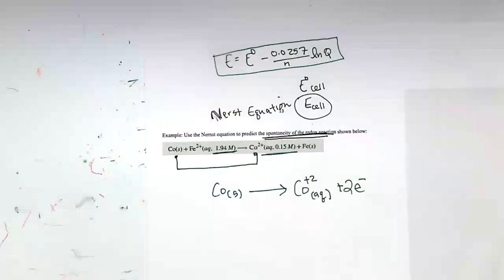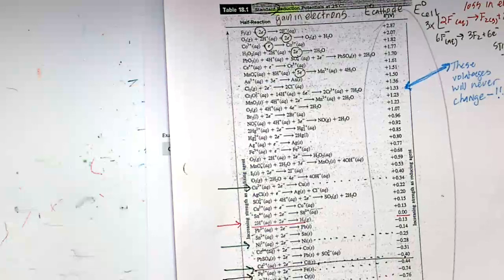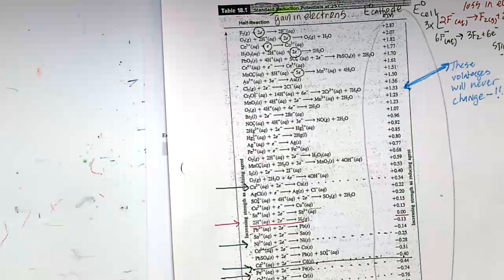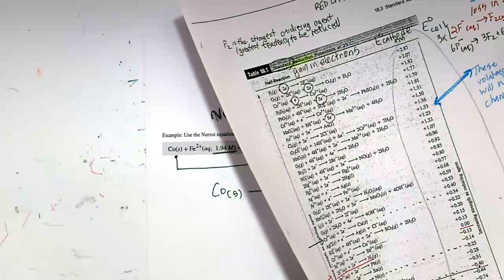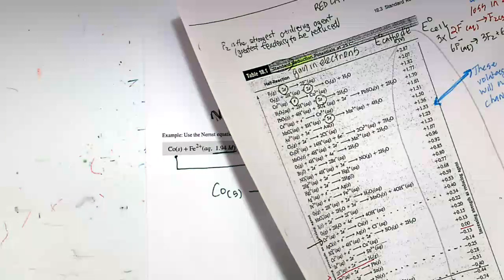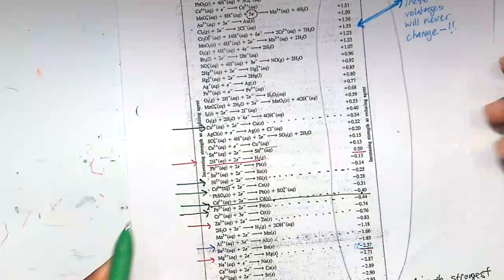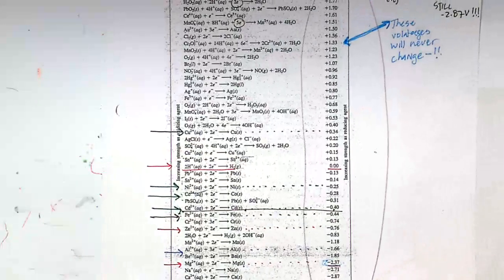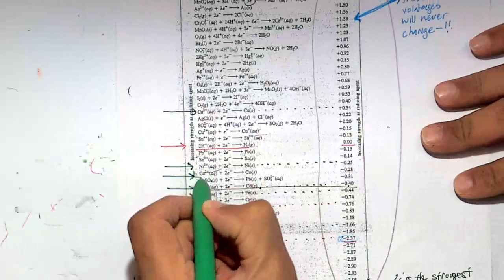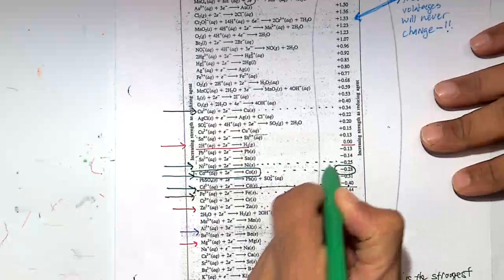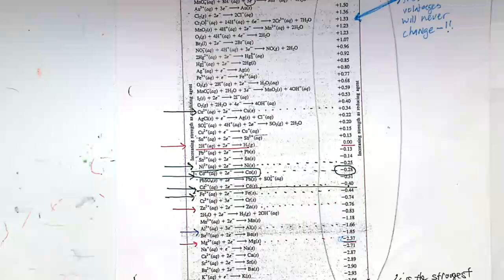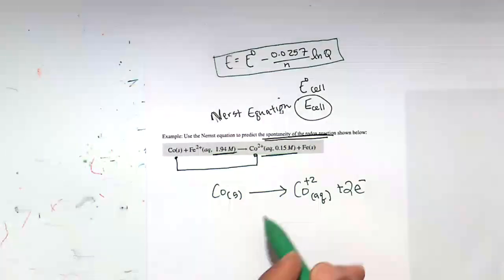So let's check out our sheet here. And what is cobalt? Where is cobalt? It's not here. Oh, here it is. Okay. So here's our cobalt. And looking at that, I'm getting minus 0.28 volts. Okay, a negative 0.28 voltage.